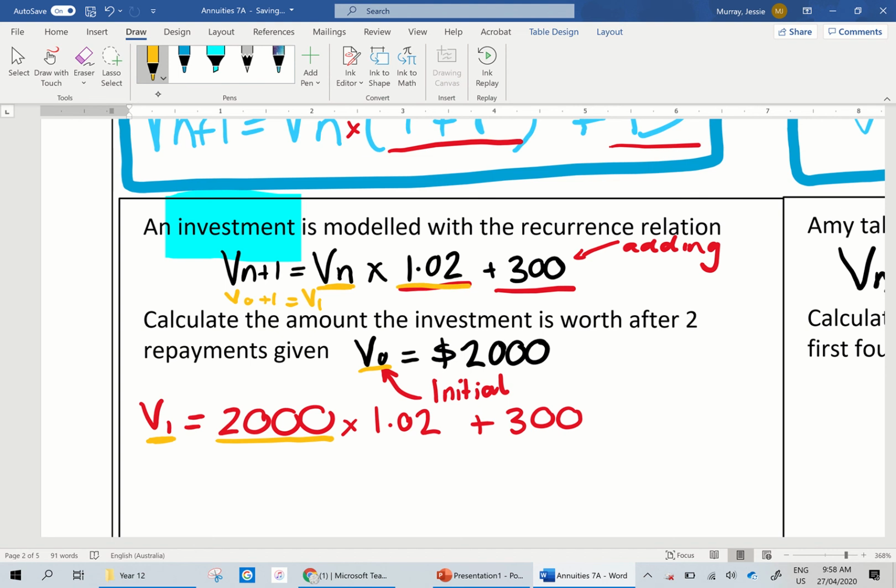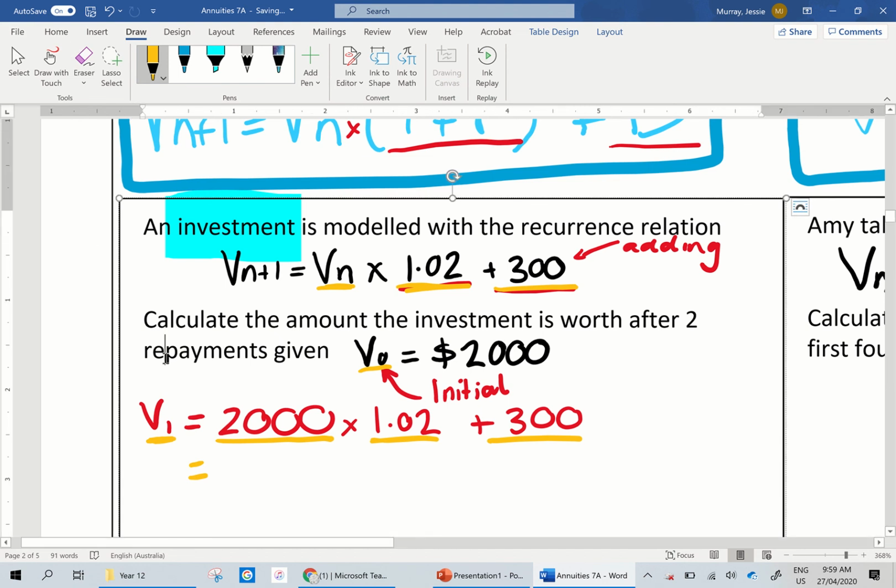I have to times it by the interest rate and then add 300. They gave me that formula there, so I just use it. I sub in the value. Now that is what is going to be in that savings account after the first repayment is made to it.